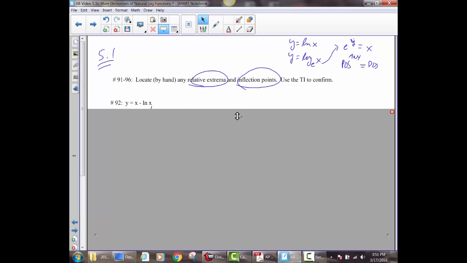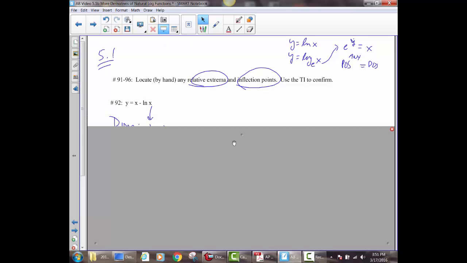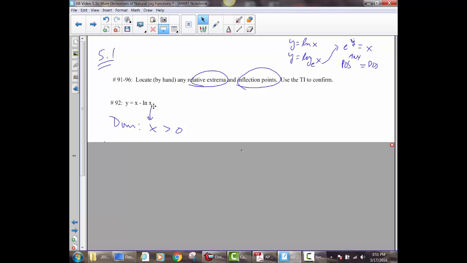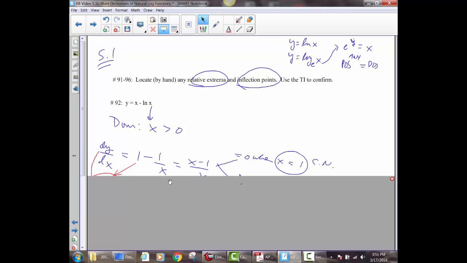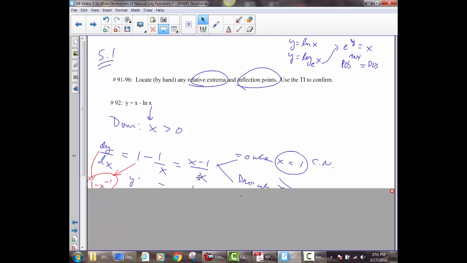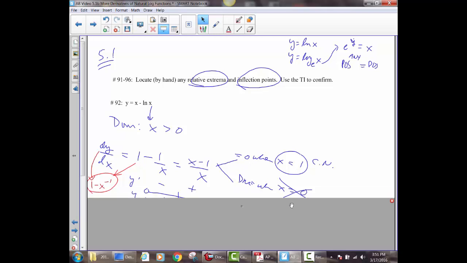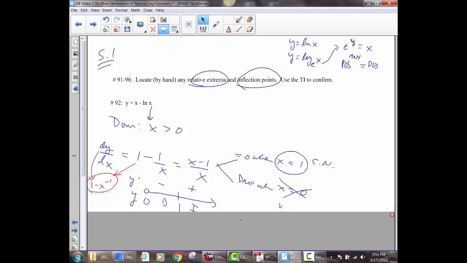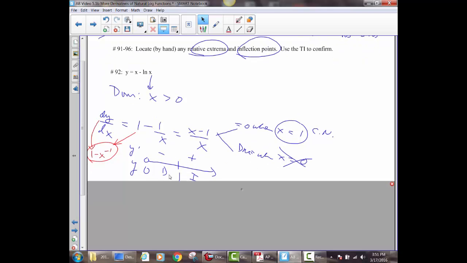Locate the relative extrema and points of inflection. So of course you have to start with domain. Remember, you cannot take the log of a negative. I'm going to need my derivative, so that's going to be 1 minus 1 over x. Find a common denominator. That derivative will equal 0 when x is 1, when the numerator is 0, and it'll not exist when the denominator is 0, okay? But our domain at any rate is x has to be bigger than 0.